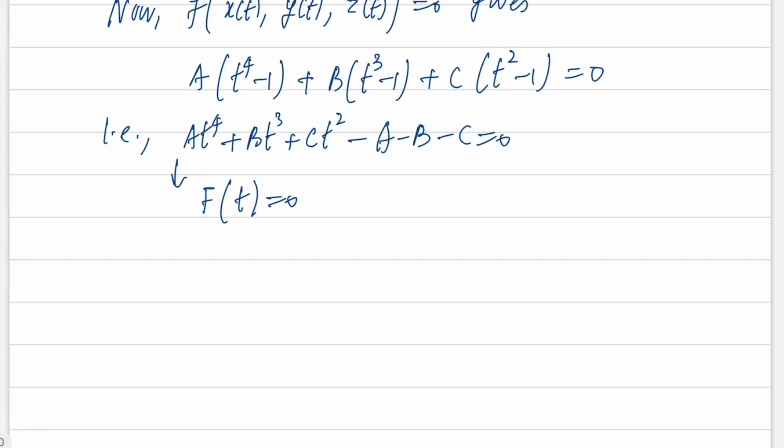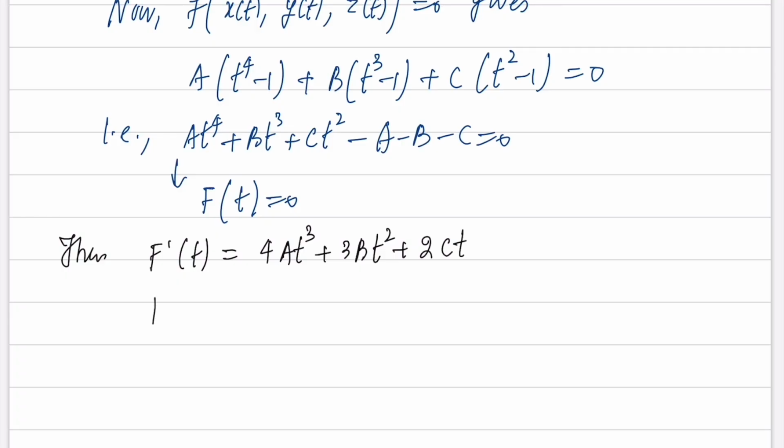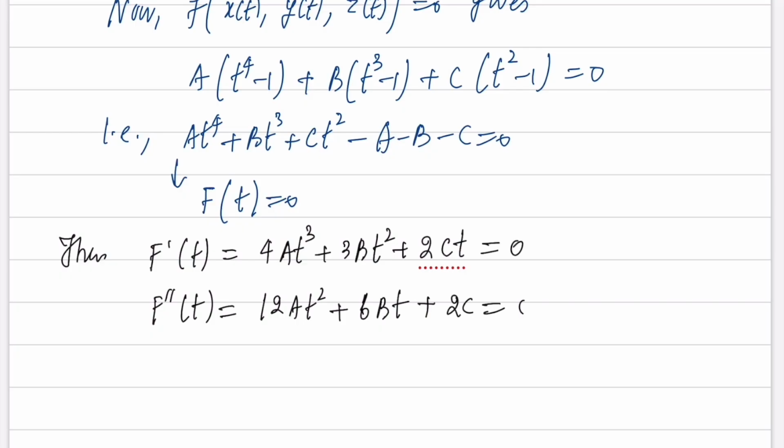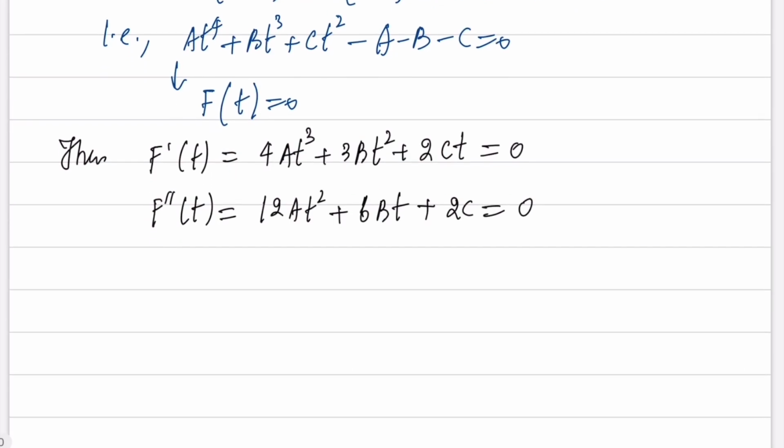Let's call this function capital F of t. Then we shall evaluate F dash of t, which is equal to 4at cube plus 3bt square plus 2ct. F double dash of t is equal to 12at square plus 6bt plus 2c. Now let's equate both of these equations with 0 and find the values of a, b and c from them.